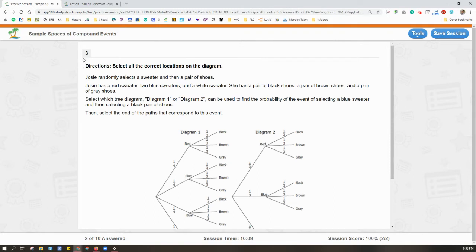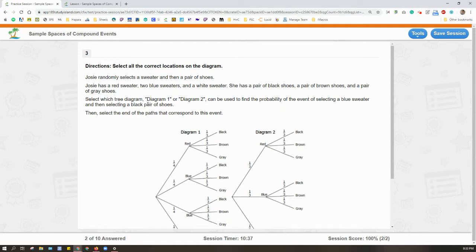Number 3, Josie randomly selects a sweater and then a pair of shoes. Josie has a red sweater, 2 blue sweaters, and a white sweater. So how many sweaters does she have? She has a red sweater. That's one red sweater. Two blue sweaters. So that's two more, three sweaters total. And a white sweater. That's four sweaters total. She has a pair of black shoes, a pair of brown shoes, and a pair of gray shoes. So she has three pairs of shoes, black, brown, and gray.